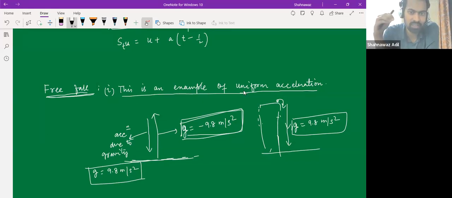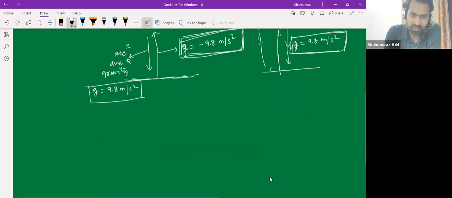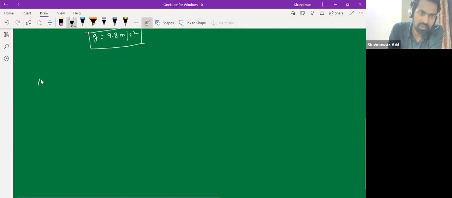Whenever the acceleration is due to gravity and the body is moving in that gravitational field, that is called free fall. And we have two scenarios: one is against the gravity, the other is in the direction of gravity. For the case against the gravity, g is negative, and in the direction of gravity, g is positive. Now let us understand these two scenarios. So, against the gravity.